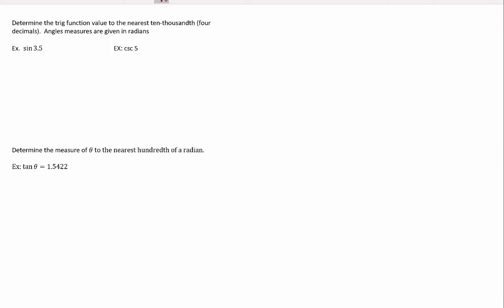Well, there's a big hint in the directions. When we're asked to round, we know right away we're going to use our calculator to find these values. So this is as simple as typing in sine of 3.5. But we need to make sure that we're in radian mode. I'm going to show you in a minute how to convert your calculator between radian and degree mode.